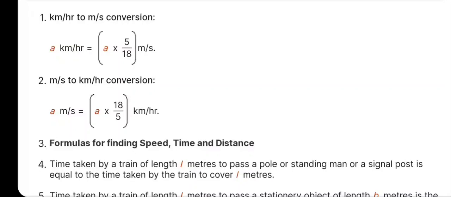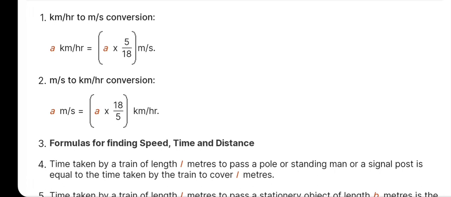In this video we are going to see some important points and formulas that are very helpful for problems related to trains. Problems on trains are among the most important questions asked in many examinations. So today we are going to study some important formulas related to problems on trains. First is a unit conversion, from kilometer per hour to meter per second.